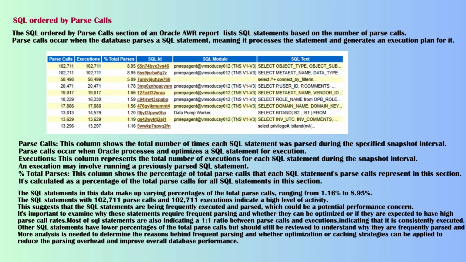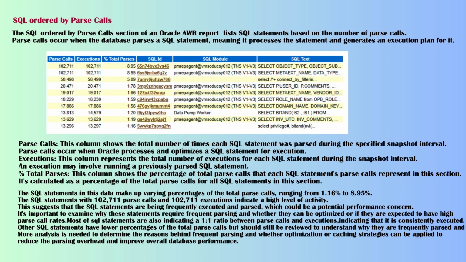Executions. This column represents the total number of executions for each SQL statement during the snapshot interval. An execution may involve running a previously parsed SQL statement. Total parses. This column shows the percentage of total parse calls that each SQL statement's parse calls represent in this section. It's calculated as a percentage of the total parse calls for all SQL statements in this section. The SQL statements in this data make up varying percentages of the total parse calls, ranging from 1.16% to 8.95%.